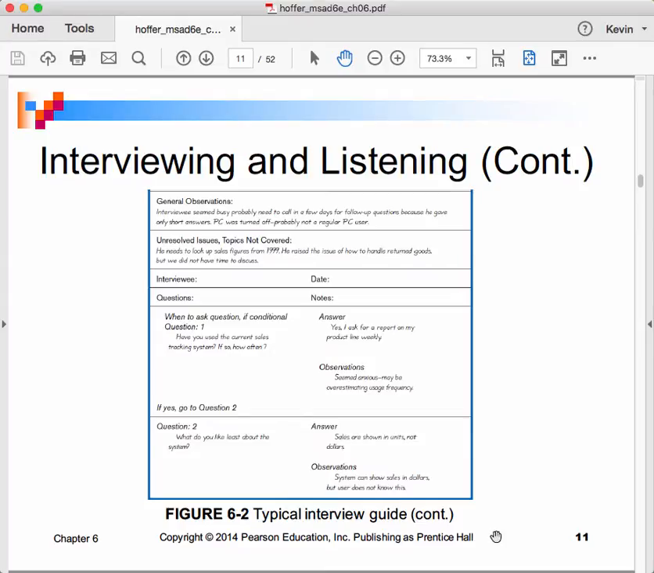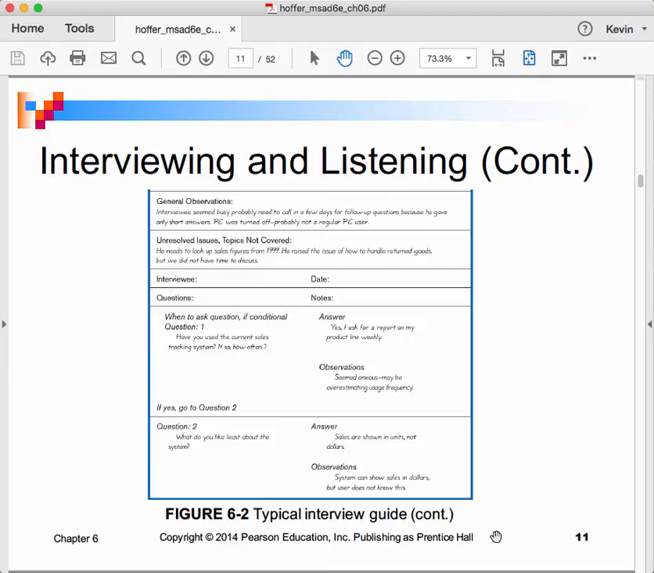I'm not saying that you need something this formal. This is probably the high end of how formal and structured it has to be. But you don't want to be winging it. You definitely don't want to be winging it, okay? Because you'll get through and then you'll think of five questions that you forgot to ask.